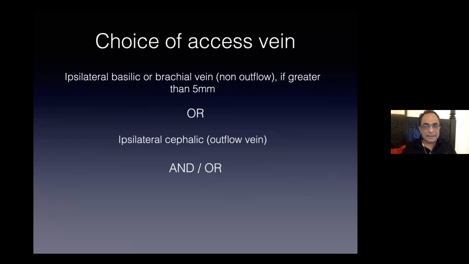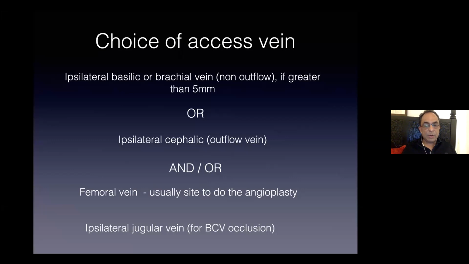So you need this access in addition, and or you need an access in the femoral vein. And usually that is the site with which we do the angioplasty, and I'll explain how and why that works. Very rarely we will go to the ipsilateral jugular vein, particularly if we are going to do a brachiocephalic occlusion, because it is a straighter course, particularly for the right side. And you have got a much bigger purchase if you're coming from the ipsilateral jugular vein. So this is about the access. Usually we start with a 5 French sheath and then we upsize depending upon where we are going to do the angioplasties from.